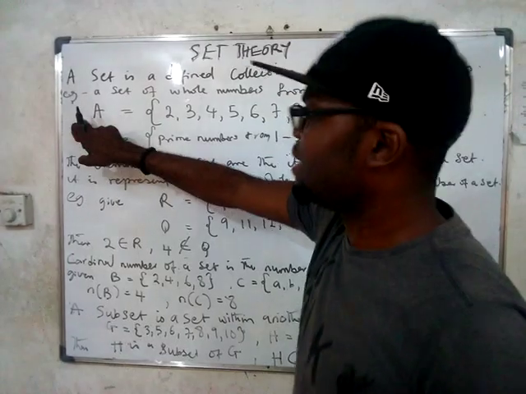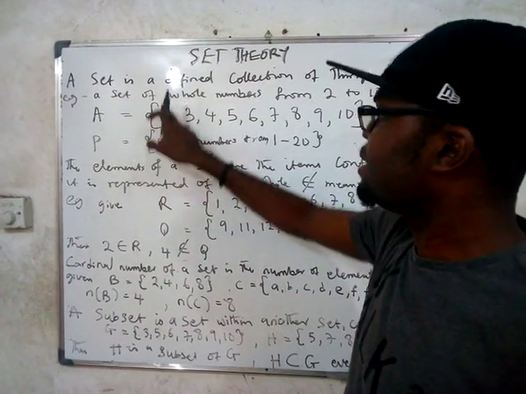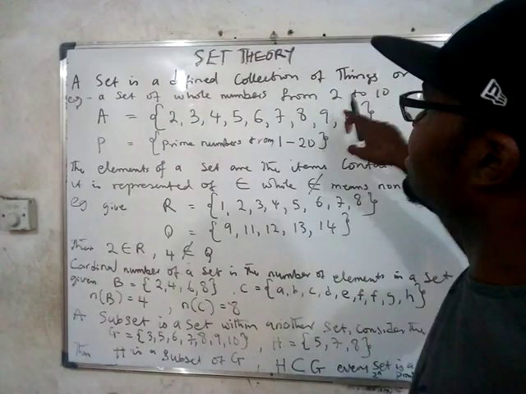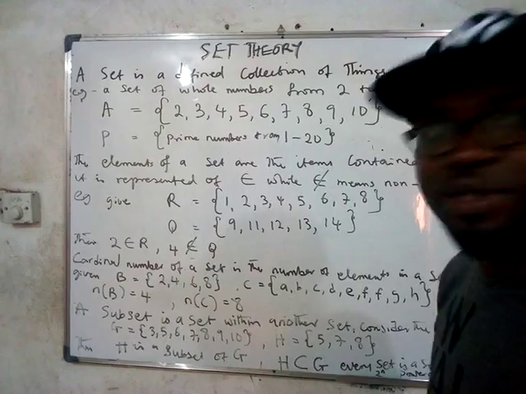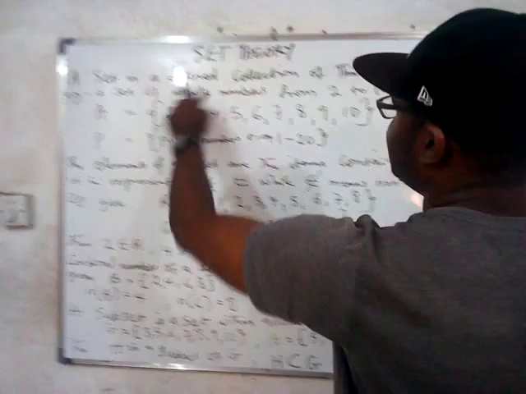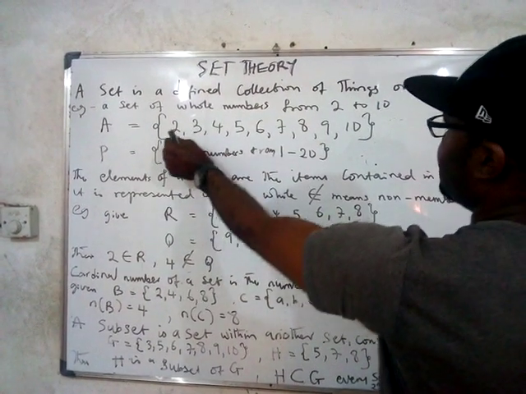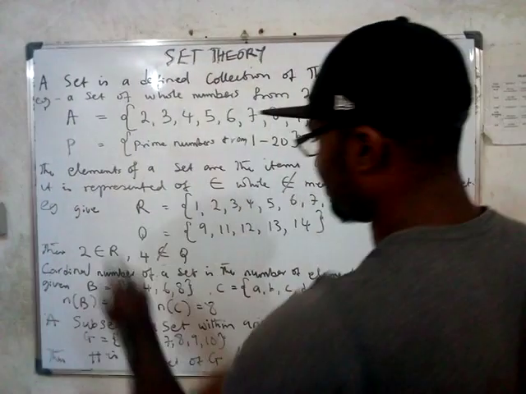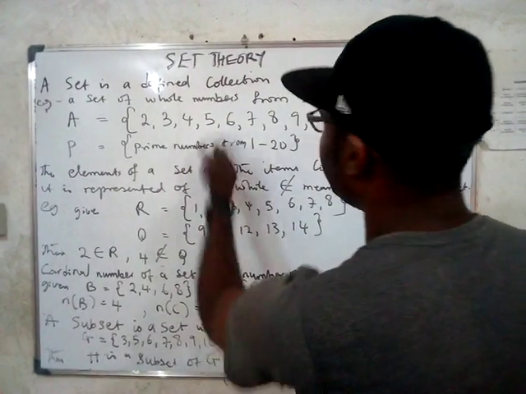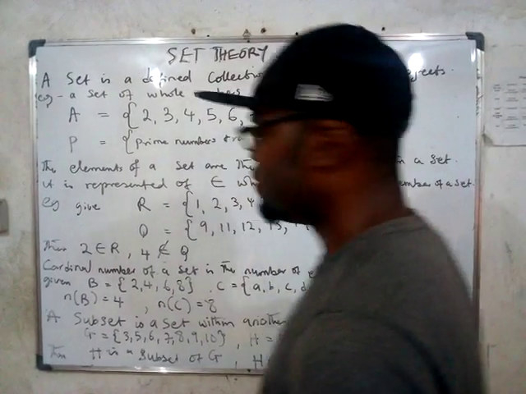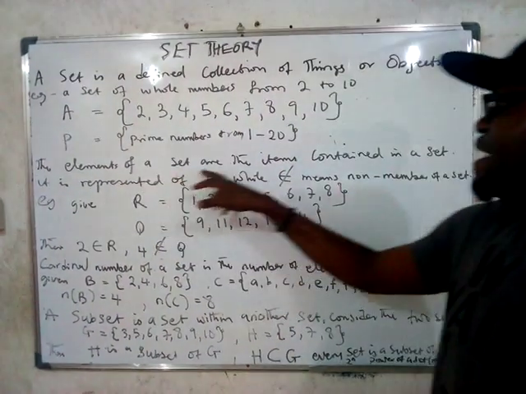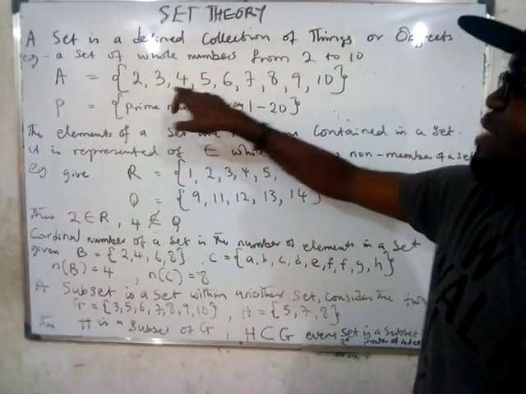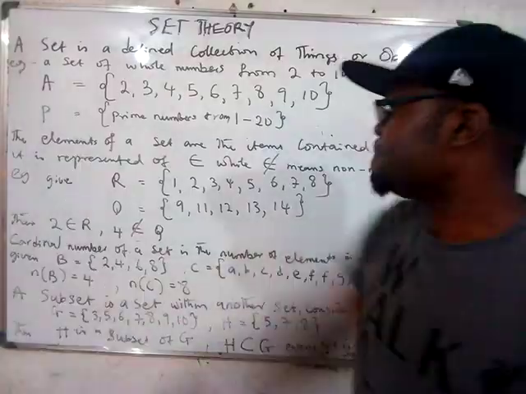You write a capital letter representing the name of the set. Then you put the elements, the collection of objects, inside the curly bracket separated by commas. That's why we say that a set is a defined collection. It's not one thing, but a collection of objects or things. It can be numbers, it can be alphabets, it can be anything. Now, the elements of a set are the items contained in a set. These are the elements of set A.